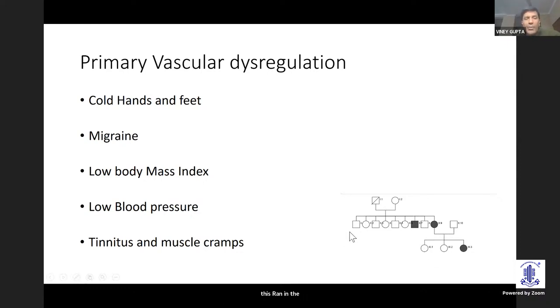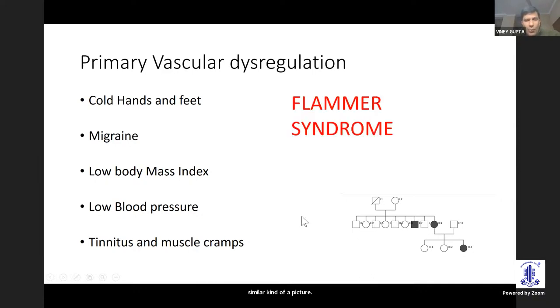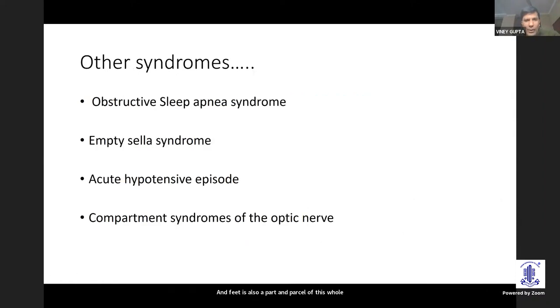So when we went back and looked it up, we found that this was what was classically known as Flammer syndrome. This is a vasospastic syndrome which leads to all of these symptoms. So migraine, having cold, vasospastic hands and feet is also part and parcel of this whole disease, and normal tension glaucoma or optic neuropathy could be part of this syndrome. There are other syndromes also that we are well aware of, like the obstructive sleep apnea syndrome and empty sella syndrome, and those compartmental syndromes of the optic nerve, which may have an optic neuropathy that resembles very much a glaucomatous optic neuropathy.